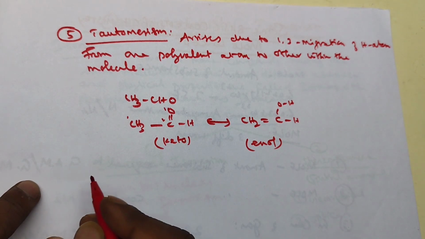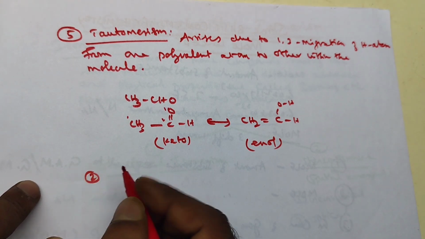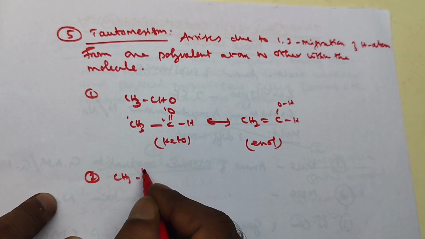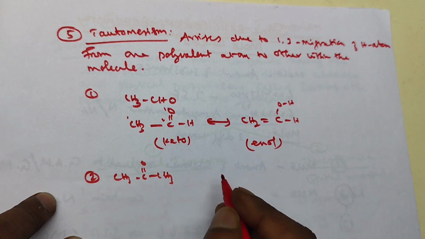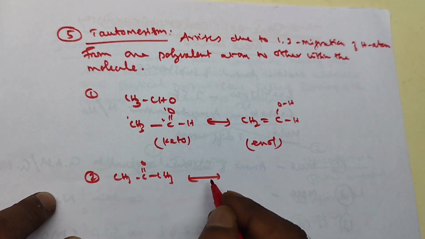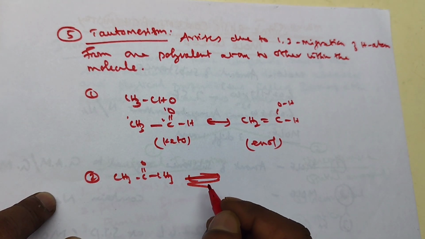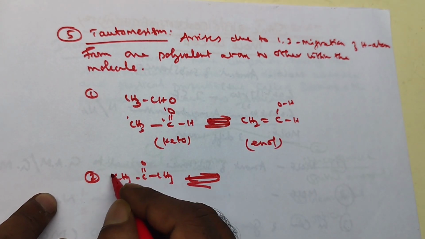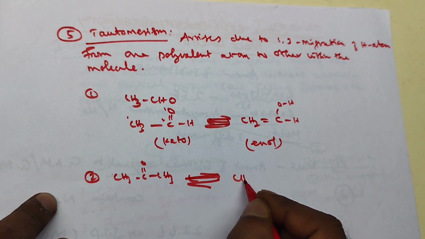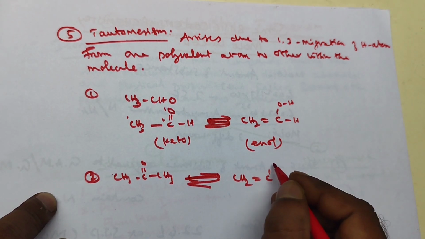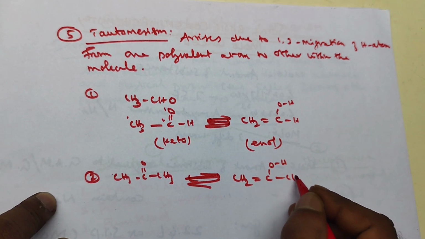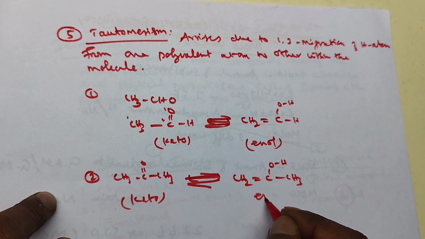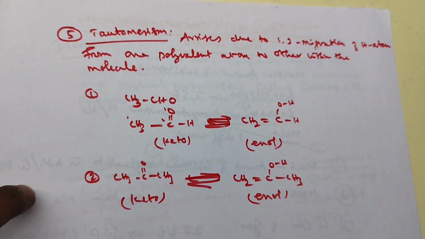I'll give another example for this case. Second example; this one is the first example. You can take acetone, CH3C double bond OCH3. Now you have to shift this one, or you can put an arrow mark like this. It exists in dynamic equilibrium. Positions 1, 2, 3. So CH2 double bond C(OH)CH3. This is the keto form, and this one is the enol form, keto-enol form.